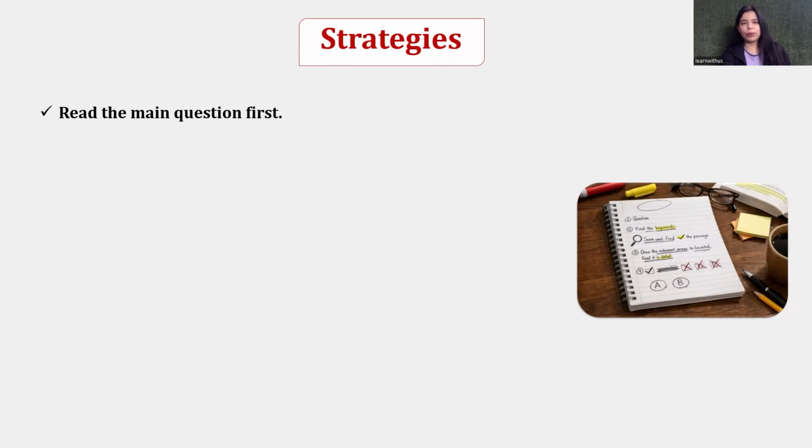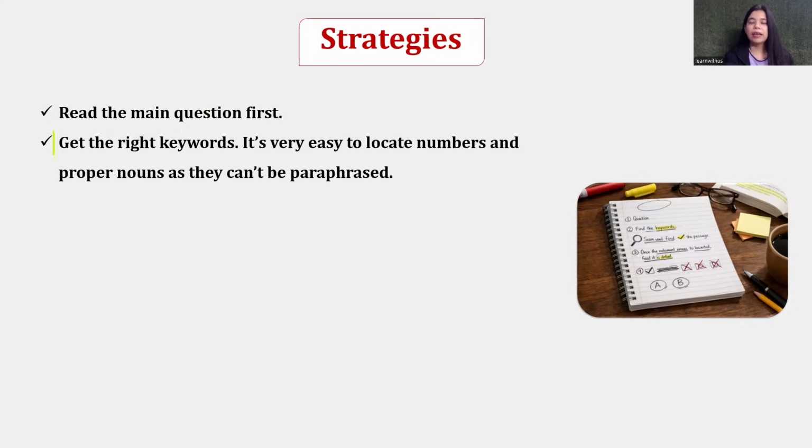Now, in a multiple choice question, you are given a main question with four options, and it's recommended that initially you only read the main question, not the options. And once you read the main question, now you need to get the keywords from that question. Some good keywords would be proper nouns or numbers because they can't be paraphrased. Proper nouns means names. For example, September is a proper noun and September is September. There's no synonym for it. Similarly, numbers can't be paraphrased either. So these can be some good keywords.